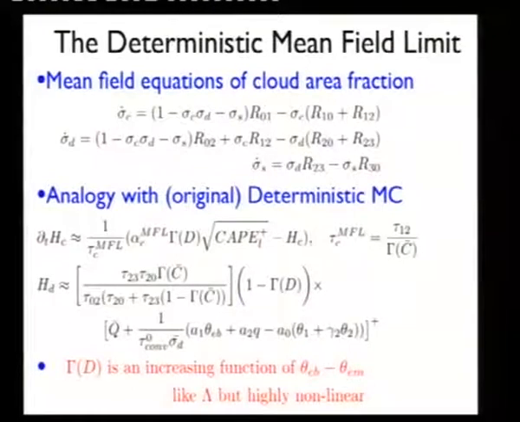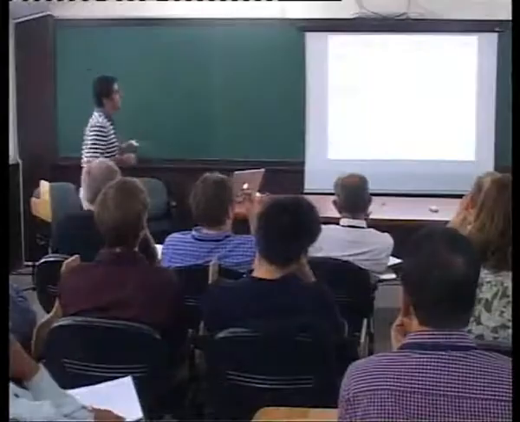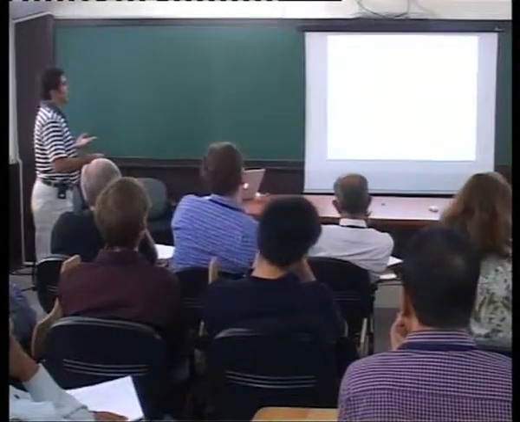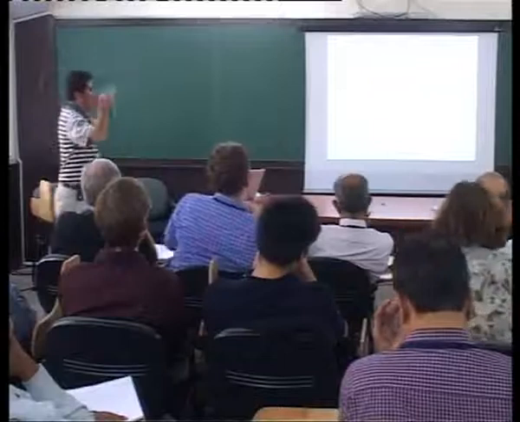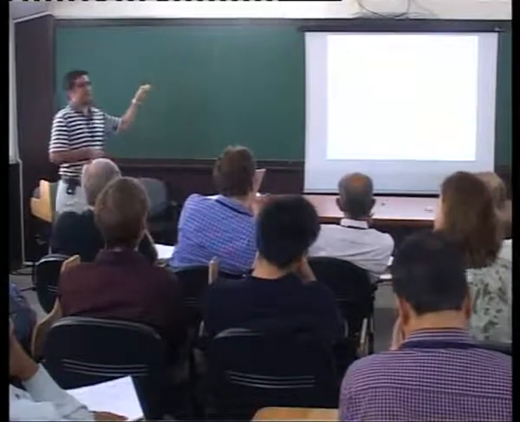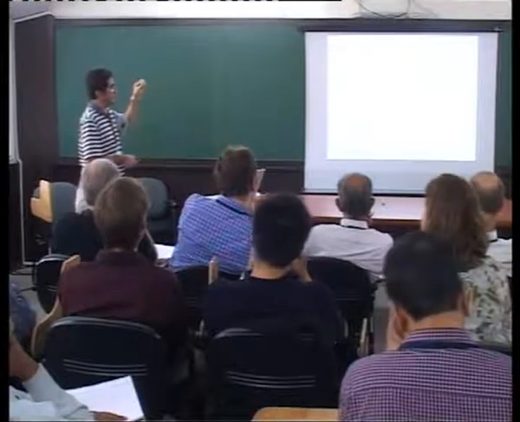The deterministic mean field equations: we can write down nice deterministic field equations from the birth-death process. You have rates, then you can write ODEs instead of this probabilistic model. You can write a deterministic model. Let's call them mean field equations. And if you write the deterministic model, you can easily link these area fractions to the switch function.